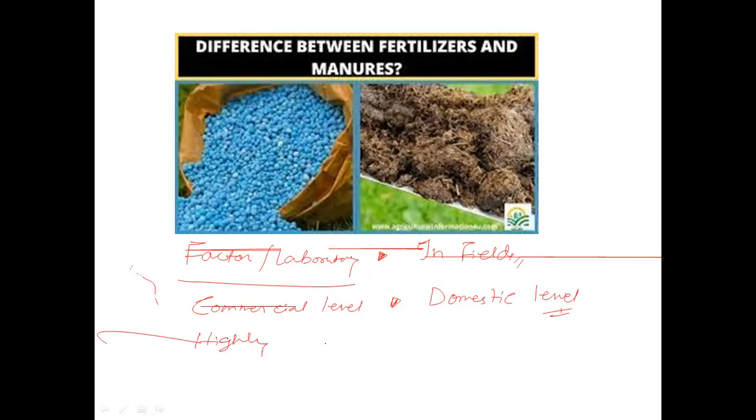So you see, fertilizers are highly enriched with nutrients. And if we talk about humus, they are low in nutrients. They are basically low in nutrients. So far, these are the important differences between fertilizers and manures. All right.